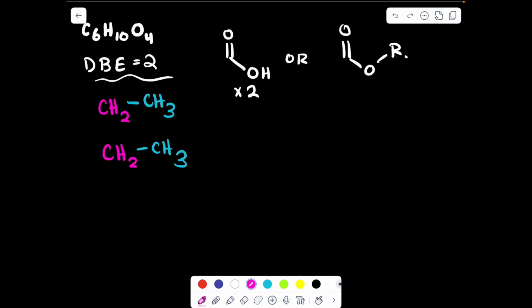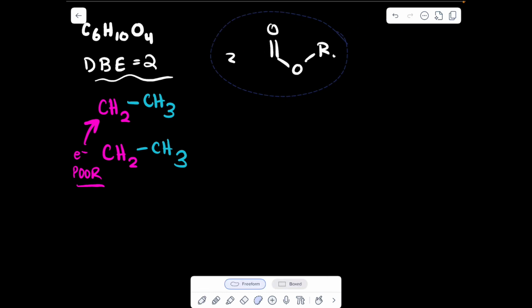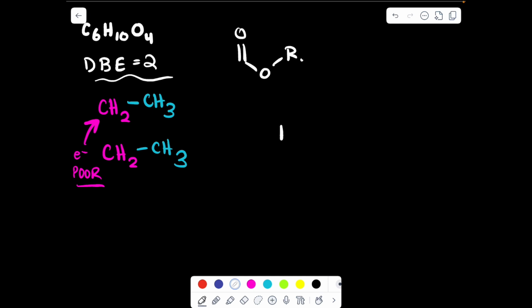What did we learn, better yet, about the CH2 group? We learned that it's E minus poor. So who would it be attached to? It's probably this R group. So I'm going to veto the carboxylic acid. I'm going to say, working with half of the structure, I probably have an ester group where this pink CH2 group is attached to the CH3 group, and it's electron poor, E minus poor, because it's a part of the ester group, where it's on the side of the oxygen, making it electron poor.